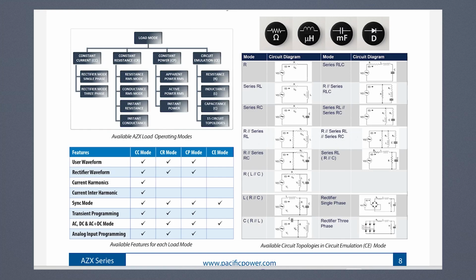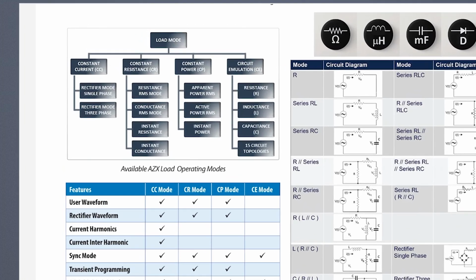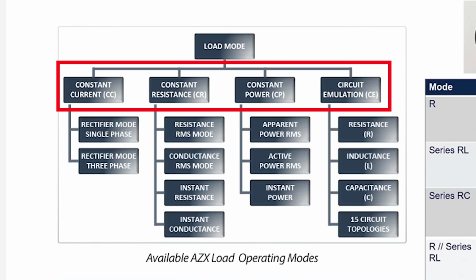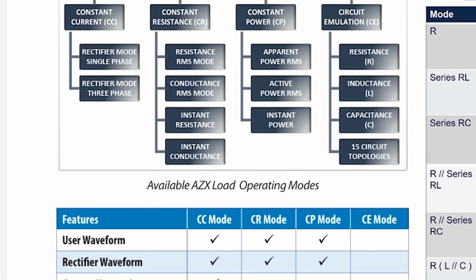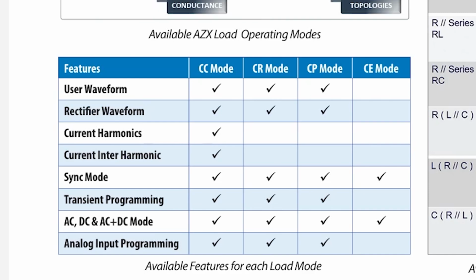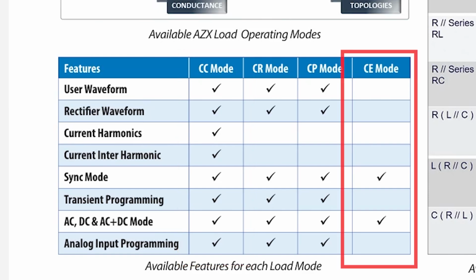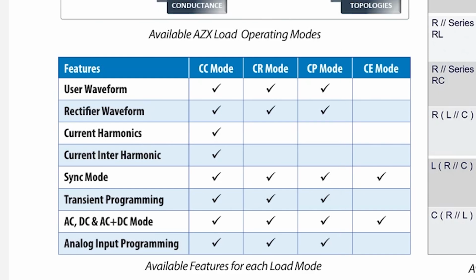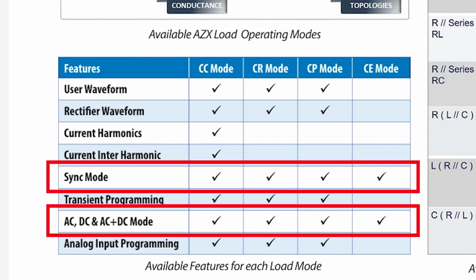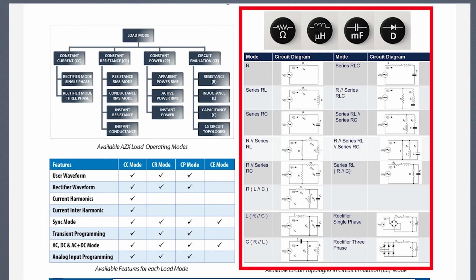Here's page 8 of the data sheet, which focuses on the load. The L option supports constant current, constant resistance, constant power, and circuit emulation, as seen on the diagram in the upper left. Just below that, we have a table with the load operating modes, as well as the available features. As you can see, the constant current offers the most capabilities, with circuit emulation having the least. The sync mode, AC, DC, and AC plus DC mode apply for all. We also have the capabilities for circuit emulation mode on the right.